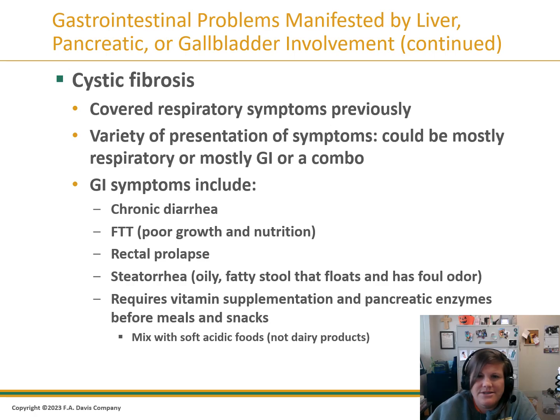Let's see what else. Cystic fibrosis, hereditary disorder affecting the exocrine glands, thick mucus leading to blockage of ducts, intestines, and bronchi. First manifestation is often a meconium ileus. It can result later in life in pancreatitis and diabetes. I think that's it.